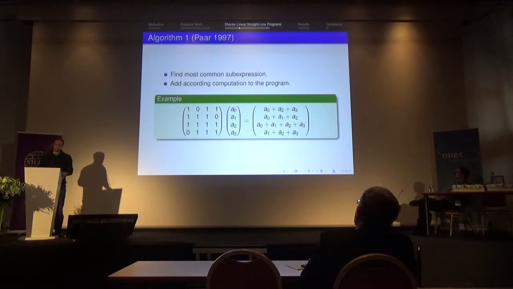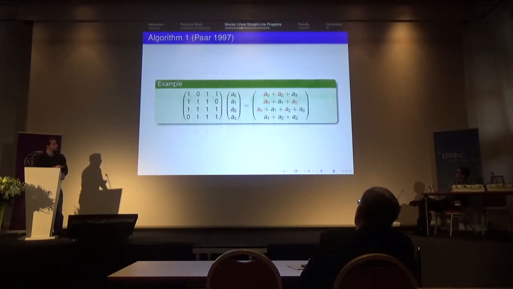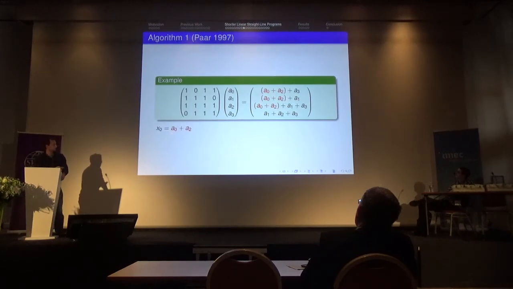For example, if you want to optimize AES MixColumns, this would be a 32 times 32 binary matrix. So this algorithm from Paar is just always searching for the next most common sub-expression and computing this. So what does this mean? Here we would look at the matrix, and look at what's the most common sub-expression. In this case it's, for example, A0 plus A2. So this is the first thing we compute, and this is the first line of our straight line program. And now we replace this by X0.